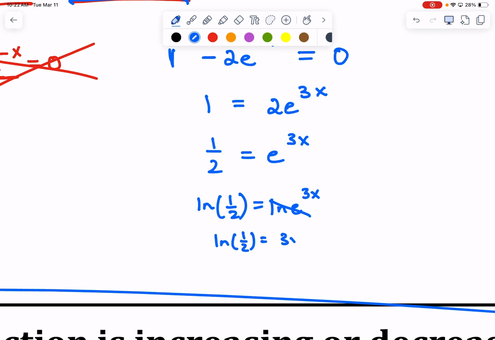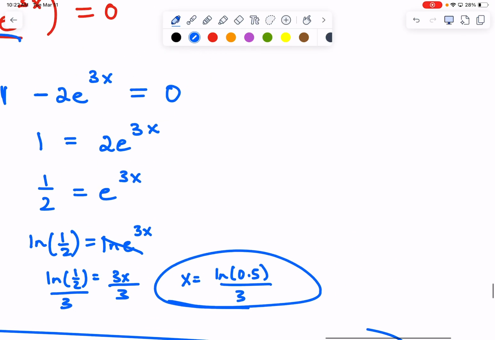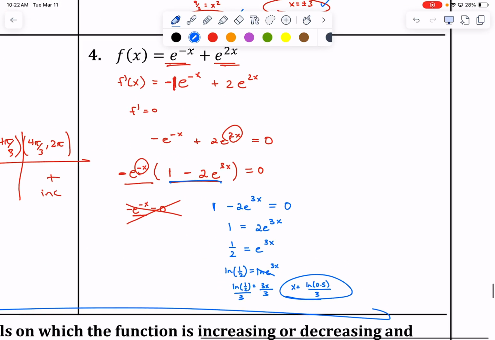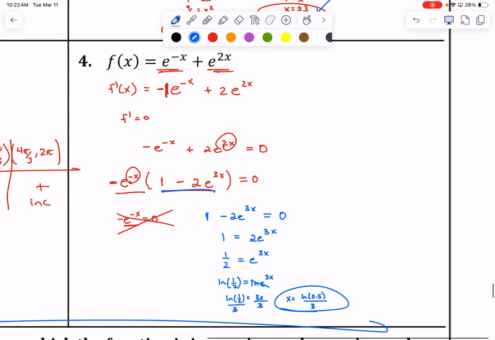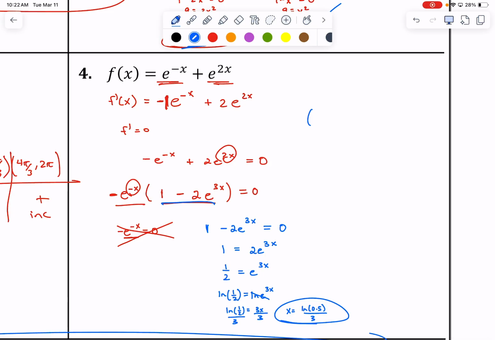Divide both sides by what? 3. So we're going to have x is equal to ln of 0.5 divided by 3. I don't want to write 1/2 divided by 3, just because I don't want to have a complicated looking answer. Now, one thing, by the way, number 4, was the domain all real numbers? Yes. So there's no critical values you have to throw out, right? So my sign analysis is going to be from negative infinity to ln of 0.5 divided by 3.